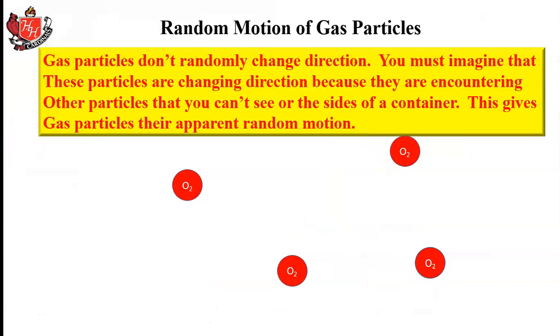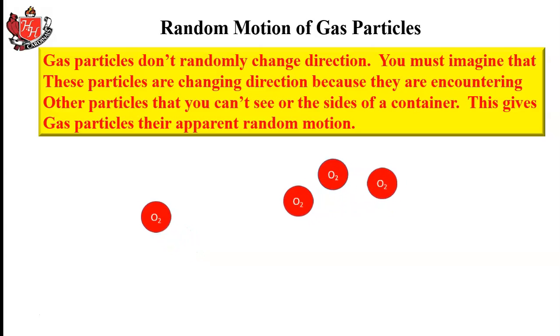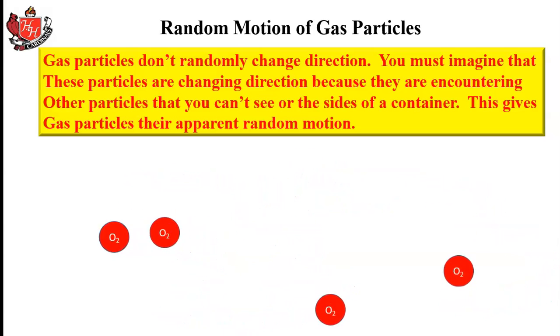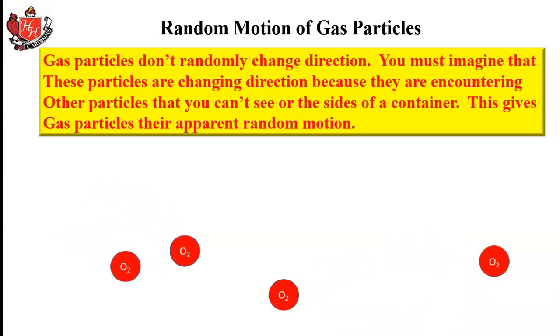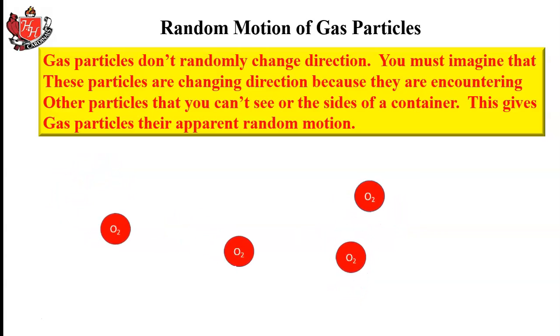So gas particles, though, don't randomly change direction, as you saw in the last slide, or as you see in this slide. You must imagine that these particles are changing direction because they are encountering other particles that you can't see, or they're hitting the sides of a container. So this gives gas particles their apparent random motion.